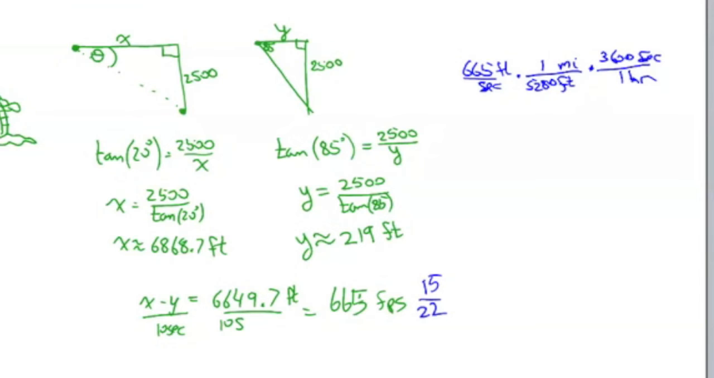So what's 665 times 15 divided by 22? You can do this calculation too if you want. Alright, comes out the same. It's 453.4, and this is miles per hour. Going along at a good clip.